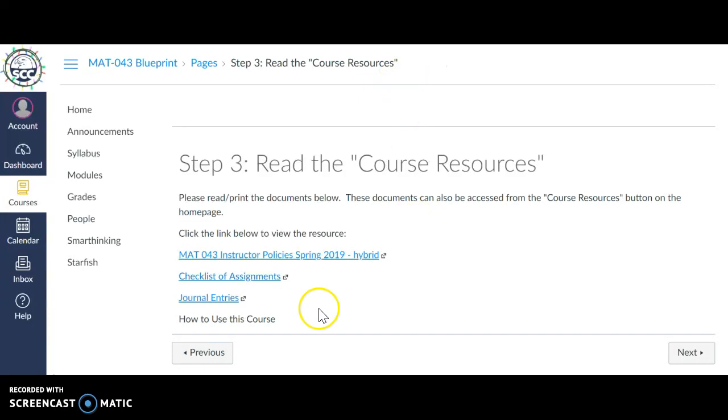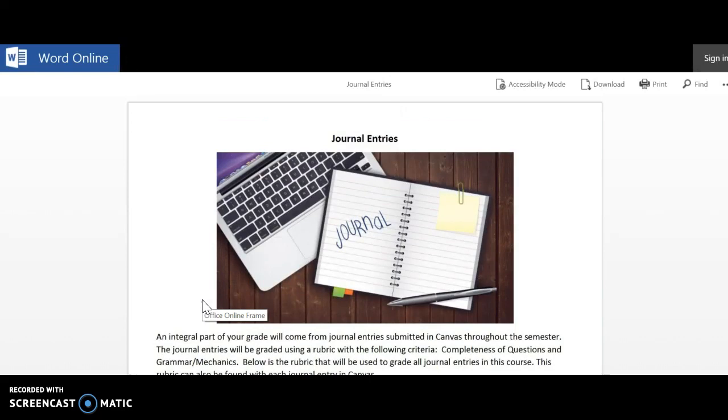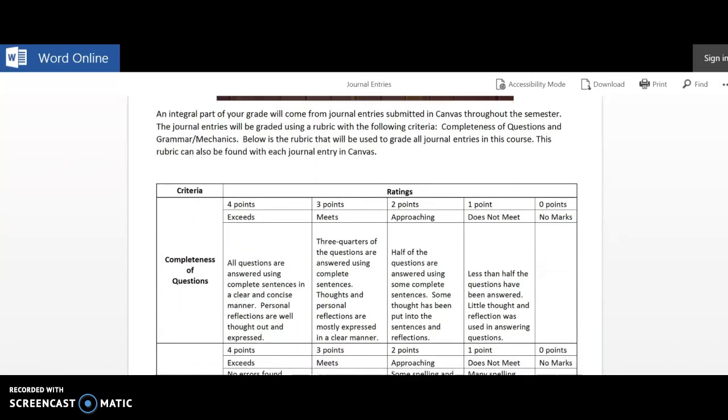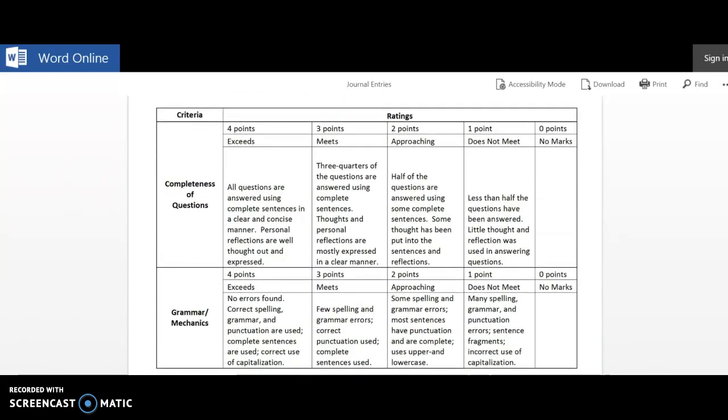Let's go back to the course resources. Journal entries. This document explains the journal entries. Your journal entries will sometimes have a video, sometimes it may just be a reflection, but regardless of what is there, you will always receive a grade for your journal entries, and they count as 60% of your course average. So they're very important. Notice that you're graded on 2 things: completeness of questions, so you need to make sure that you answer all the questions that are asked of you using complete sentences, and you will be graded on grammar. Those are the 2 things that will be graded on your rubrics.